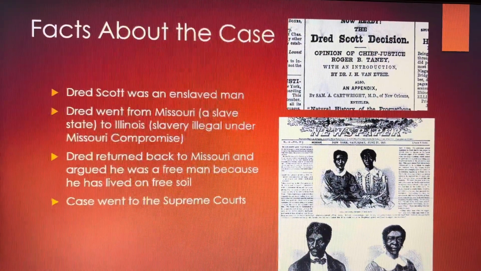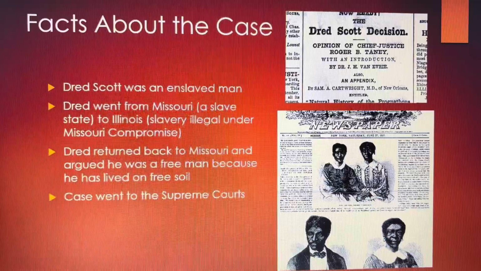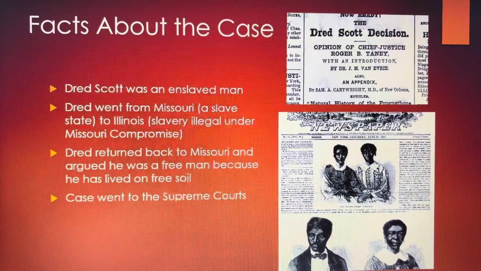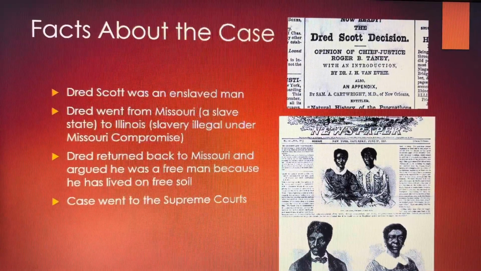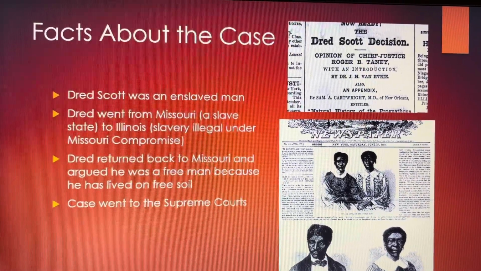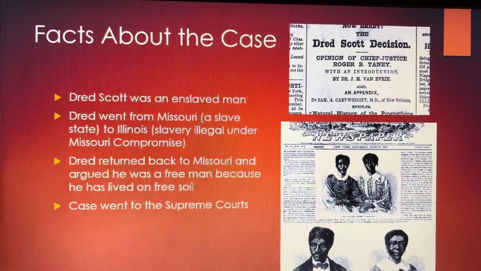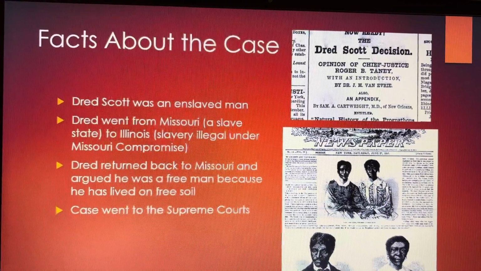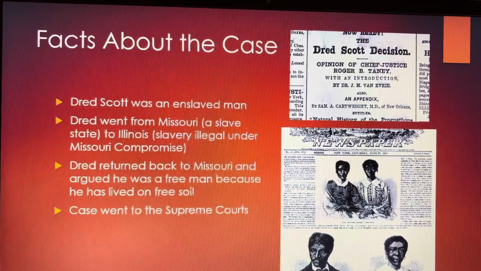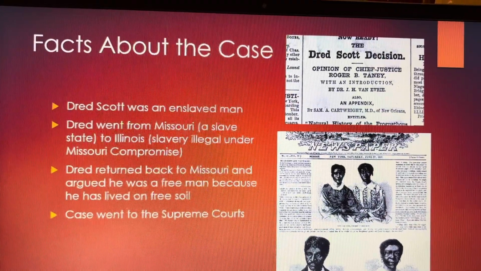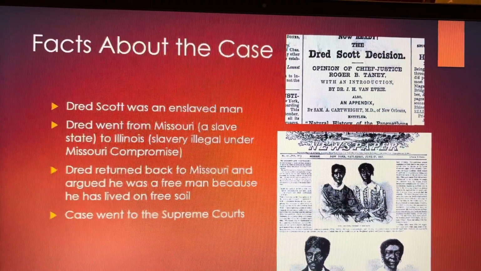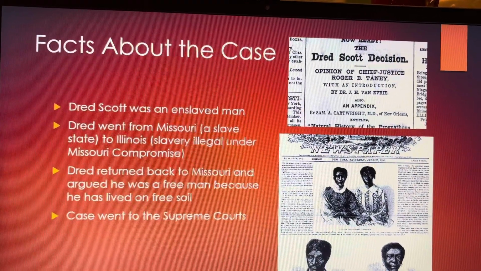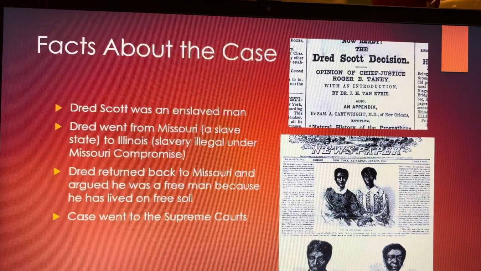Facts about the case. Dred Scott was an enslaved man owned by Dr. John Emerson, an army surgeon. Emerson took Scott from Missouri, a slave state, into Illinois and the Wisconsin Territory, where slavery was illegal under the Missouri Compromise. Scott lived in free territory for years. After returning to Missouri, Scott sued for his freedom, arguing that because he had lived on free soil, he should legally be free. The case eventually made its way to the U.S. Supreme Court.